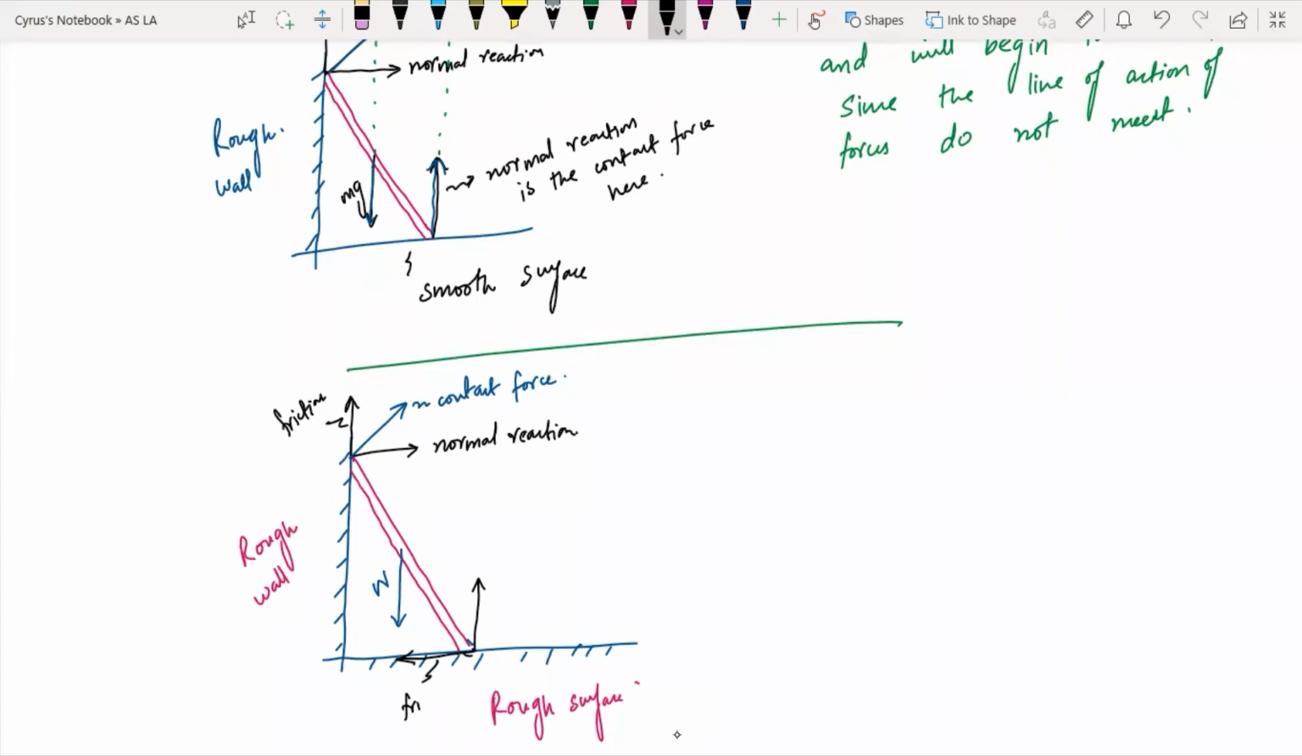अच्छा, इसकी नेचुरल टेंडेंसी है इसने लेडर ने राइट साइड पे फॉल करना है, तो फ्रिक्शन आएगी यहाँ पे. This is the friction. This is the reaction, and the contact force is going to be the resultant of this. This is the contact force.